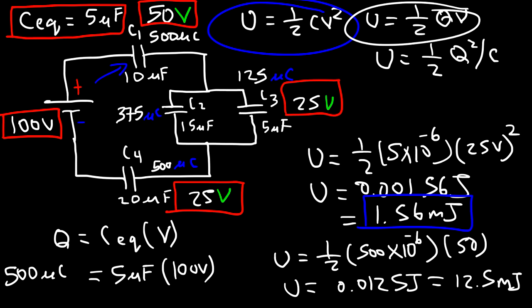So now you know how to calculate the potential energy of any capacitor in a circuit like this, and you also know how to calculate the charge on every capacitor and the voltage across every capacitor. Now let's try another similar problem. So let's say if we have a battery attached to a capacitor, which is in series with a network of capacitors.